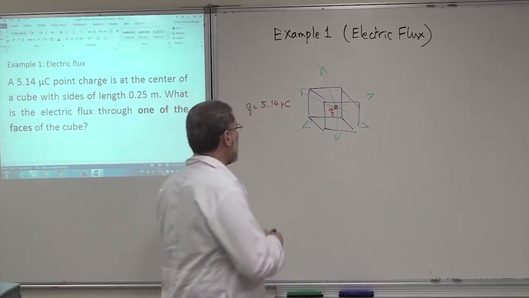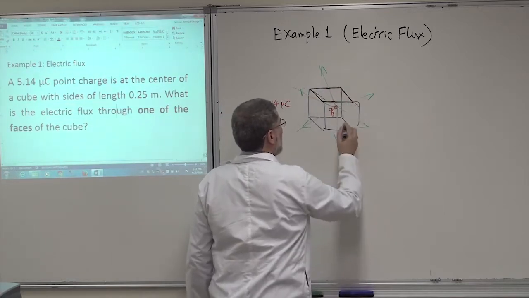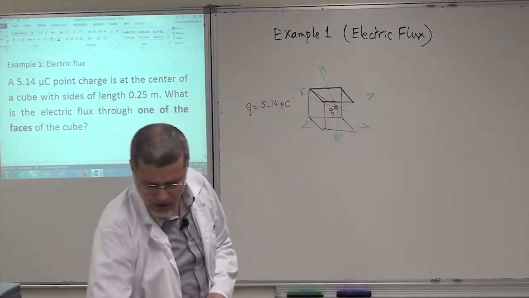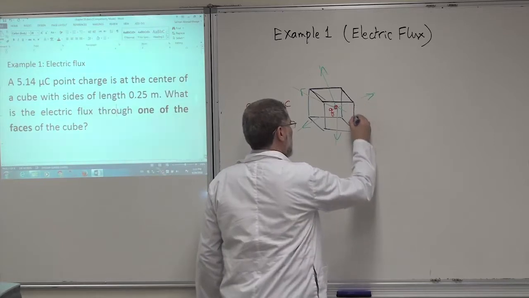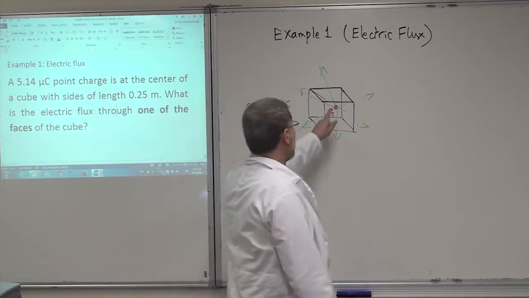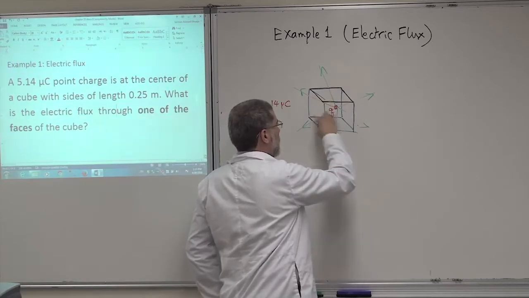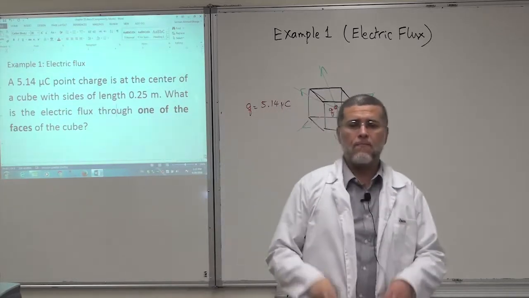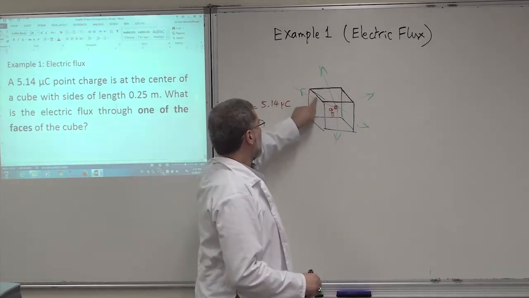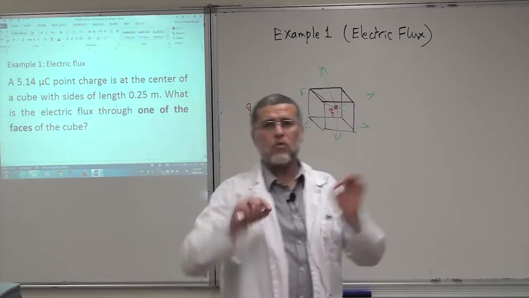So you want the flux through one of the faces. Let's say, for example, this upper face. One important thing is that this point charge is at the center of the cube. You agree with me, my son, that since the charge is in the center, the number of lines and the strength of the electric field through each side of this cube are equal. Because the charge is in the center, the flux is the same through each one of the 6 faces of the cube.